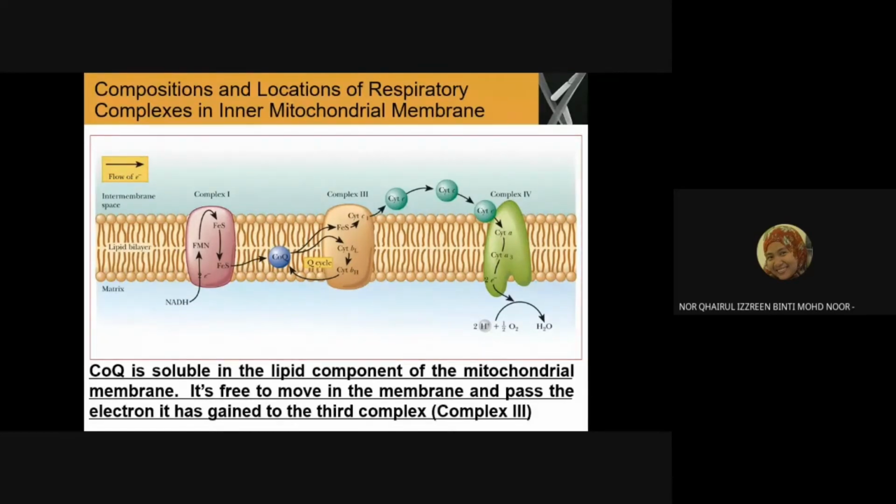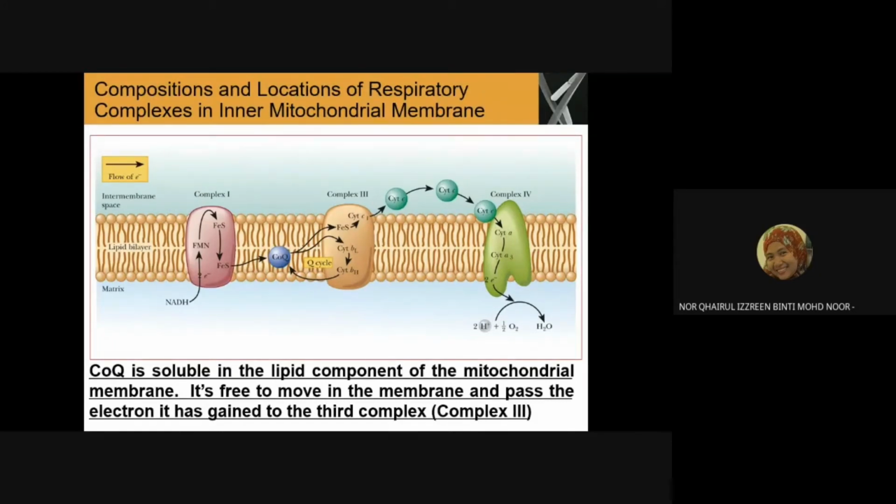Cytochrome C moves to complex number 4. And then one electron goes to the semiquinone. In the first round it is quinone, and it is reduced to semiquinone. In the second cycle, it is semiquinone, and when it accepts an electron, it becomes QH2, ubiquinol. That is why in complex number 3, we have 2 QH2, 2 ubiquinone, 2 cytochrome C, and 4 hydrogen ions being pumped from the matrix to the intermembrane space.